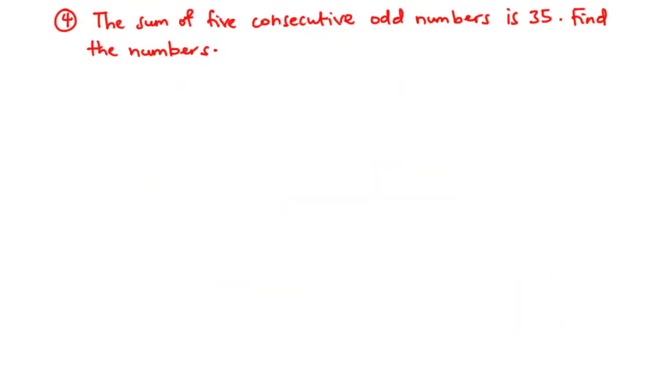So to example 4: the sum of 5 consecutive odd numbers is 35. Find the numbers. Now let's solve this question. Now we don't know these numbers, okay?